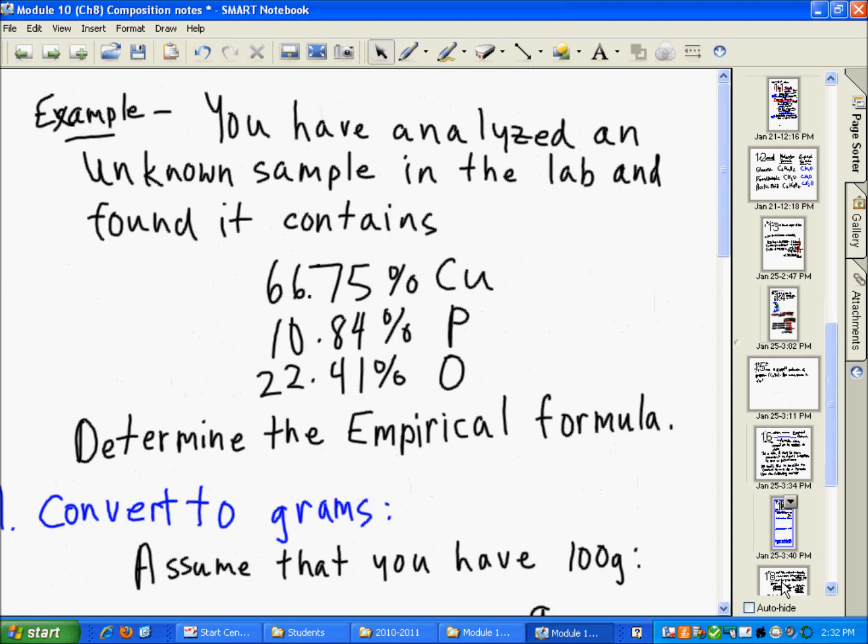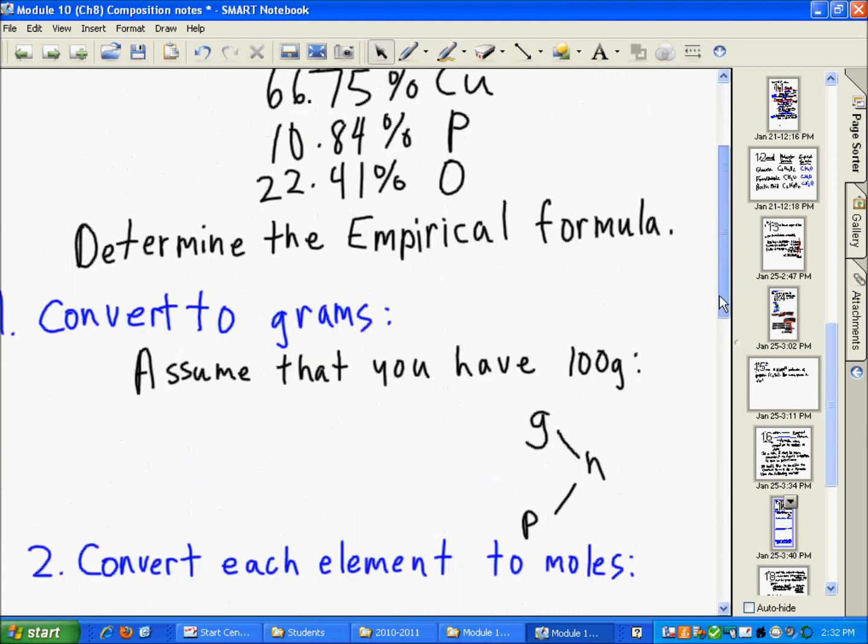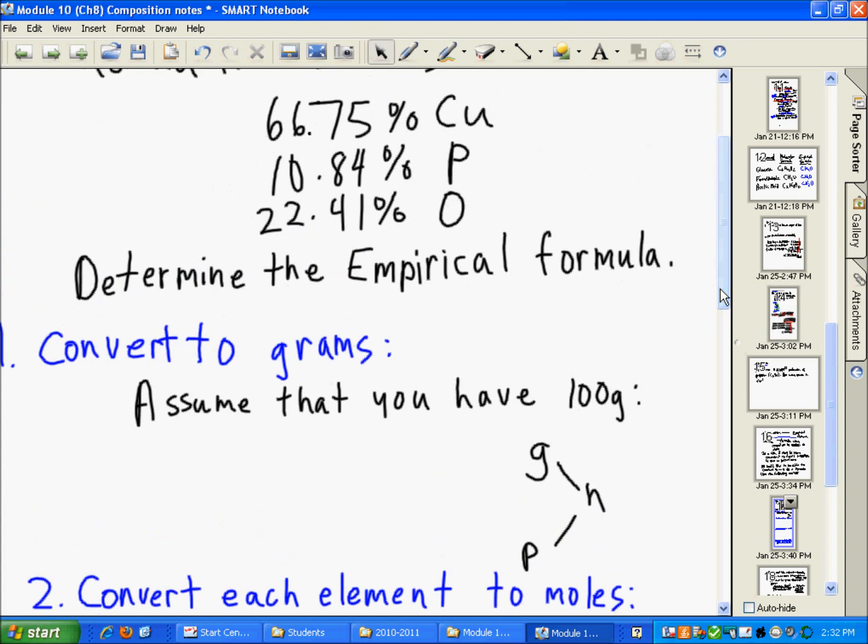So for example, let's say we've analyzed an unknown sample, and we found that it contained 66.75% copper, 10.84% phosphorus, and 22.4% oxygen. We want to determine the empirical formula. The first step to do that is to convert our percents to grams. And all you need to do that is just change your percent symbols to gram symbols.